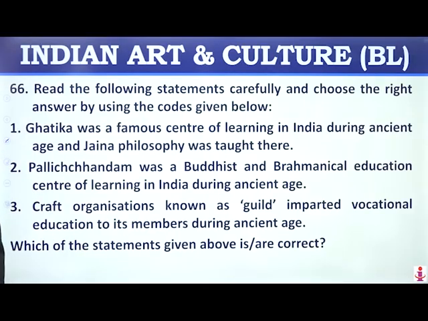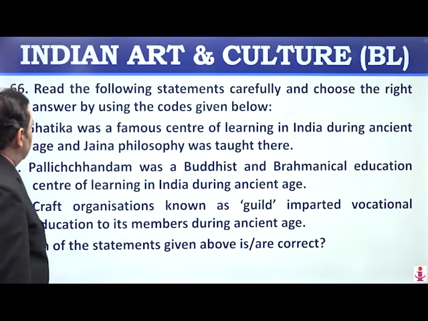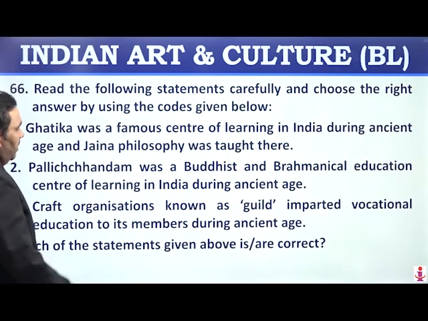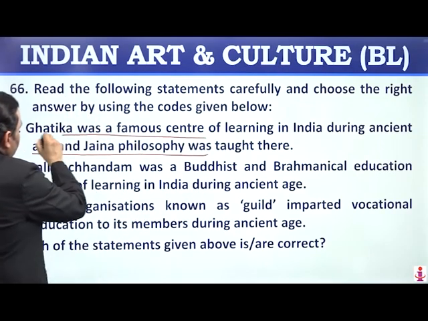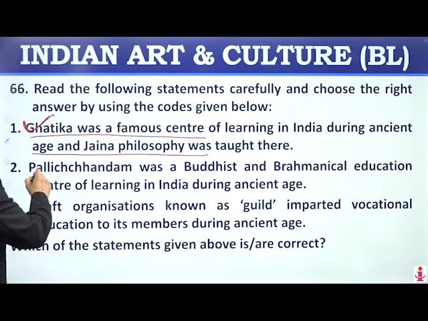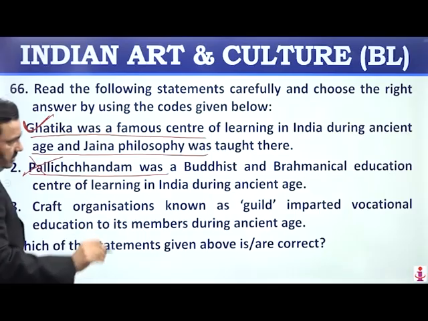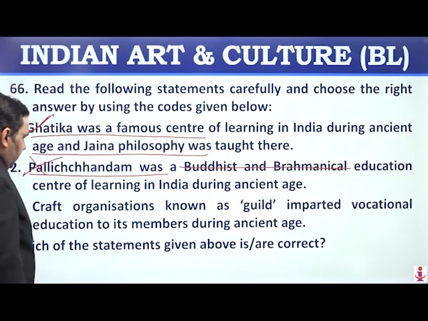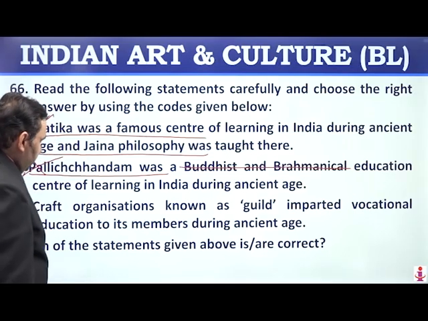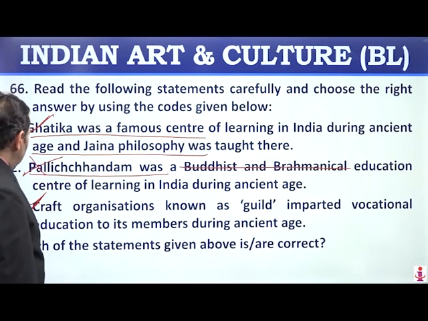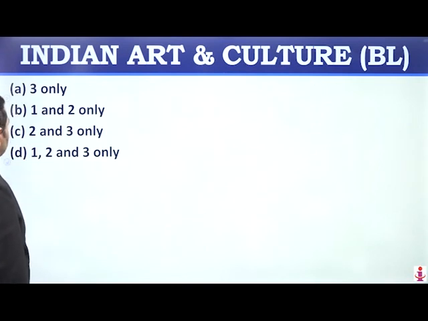That is B. 66. Read the following statements carefully and choose the right answer. Gatika was a famous center of learning in India during ancient age. Of course, Gatikas were the centers of learning attached to temples. Correct. Palichandam was a Buddhist center. Palichandam was a Jaina center, not Buddhist, not Brahminical. Gatika, Brahminical center. Second wrong. Craft organizations known as guilds imparted vocational education to their members during ancient age. Correct. The guilds used to impart vocational learning to their members. So first and third are right. Second is wrong. Option is 1 and 3.